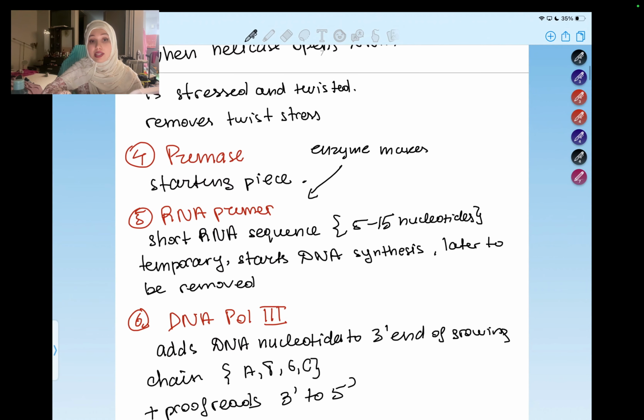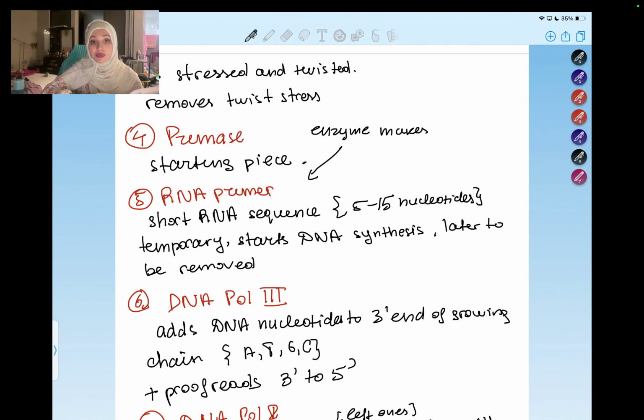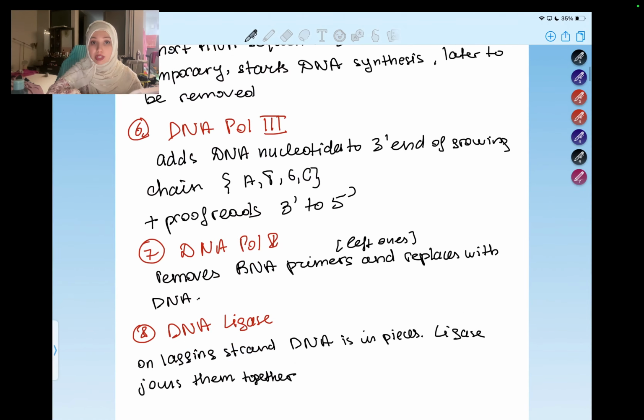Then we have the RNA primer, a short RNA sequence of, let's say, 5 to 15 nucleotides. It is temporary and just there to start DNA synthesis. Later, we remove it. Then we have DNA polymerase 3, which I'll write shortly as pol. It adds DNA nucleotides to the 3 end of the growing chain, and it proofreads 3 to 5.